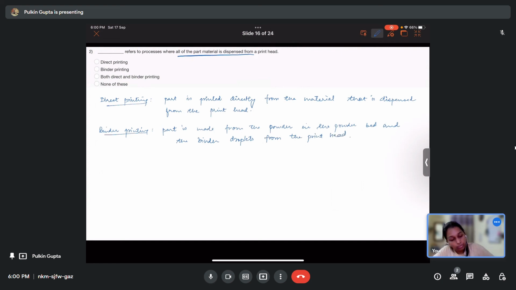So clearly in binder printing, only binder droplets are ejected from the printhead, whereas the rest of the part material lies in the powder bed. Whereas in direct printing, all the material that is used in the part formation is expelled from the printhead. So the correct answer is direct printing.